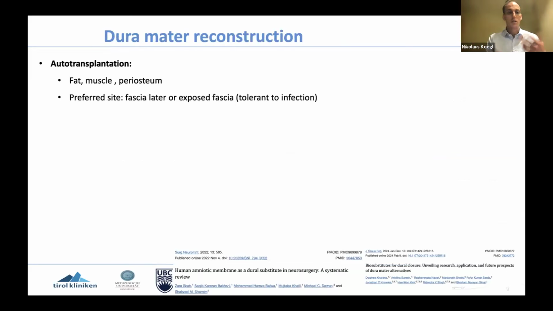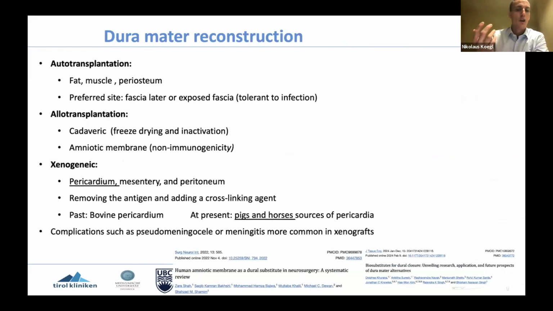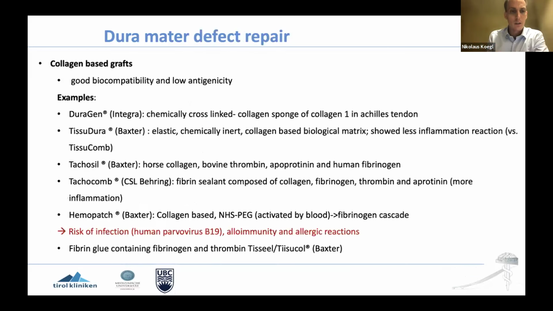We've got muscle, periosteum, and fat. The cadaver option is historic, due to BSE, but amniotic membrane is something that different disciplines look into. The benefit is that it's not immunogenic, because it doesn't have any MHC antigen presentation. And as pointed out by my previous speakers, the pericardium, especially in pigs and horses, but also bovine, might be a xenograft you can use.